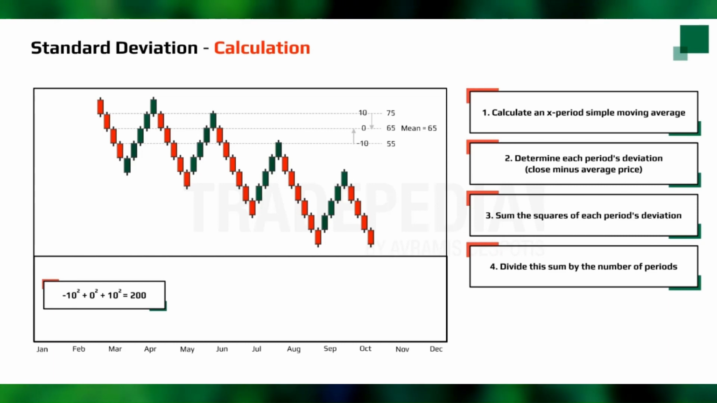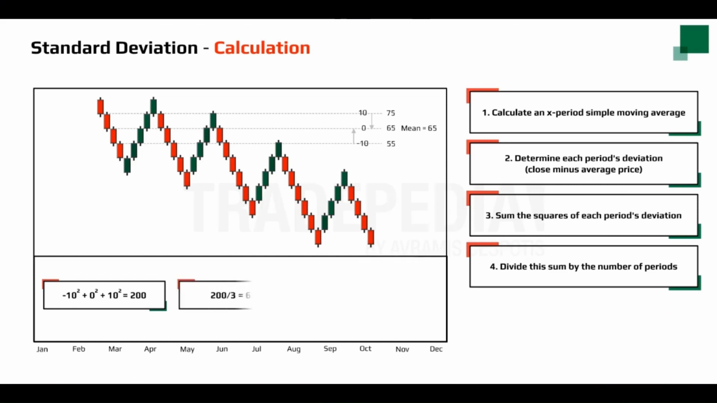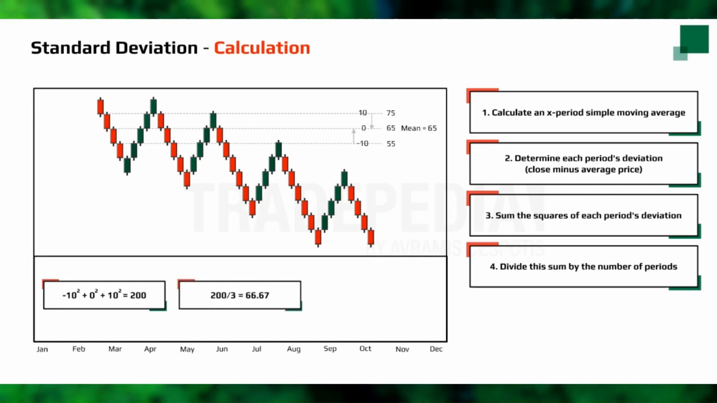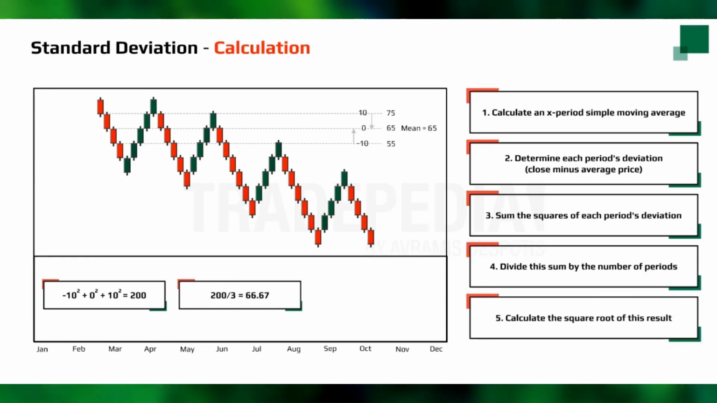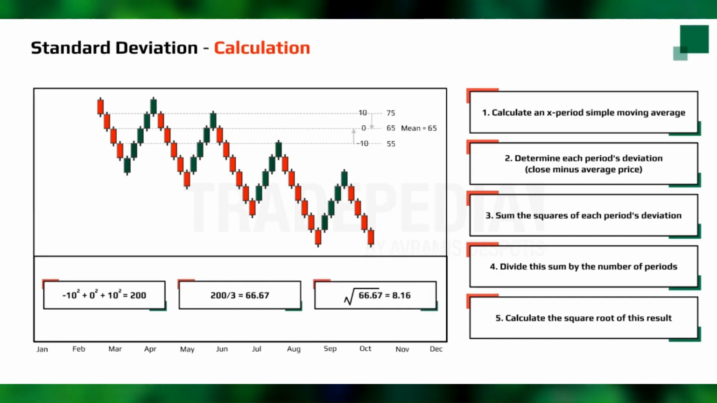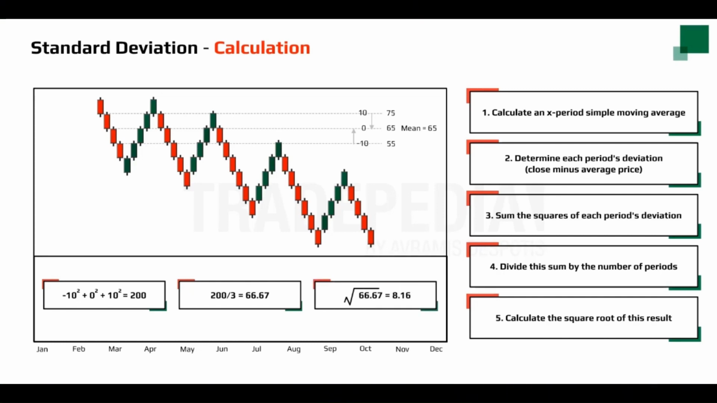Divide this sum by the number of periods used. In our case, 200 divided by 3. Finally, we calculate the square root of this result, and we get 8.16 as the standard deviation.